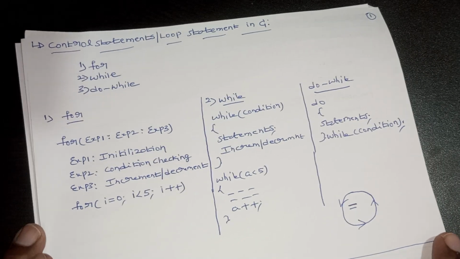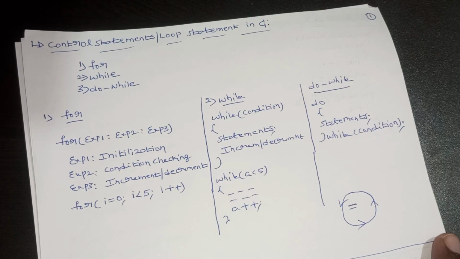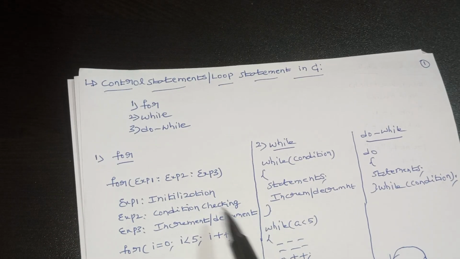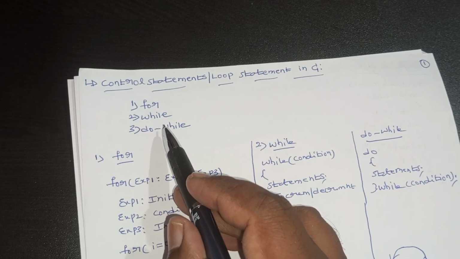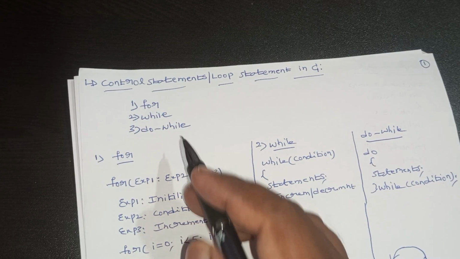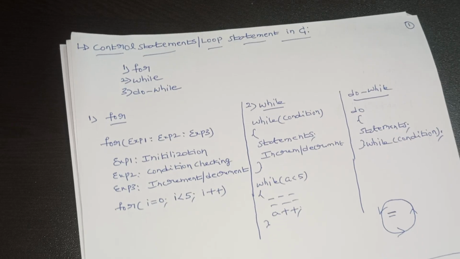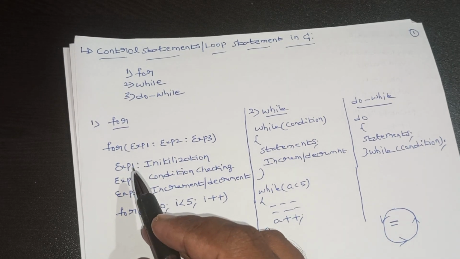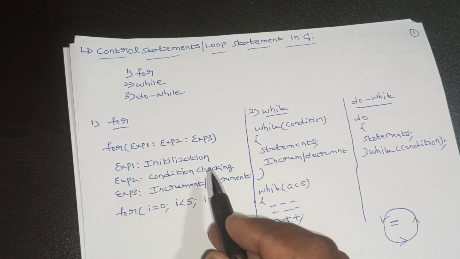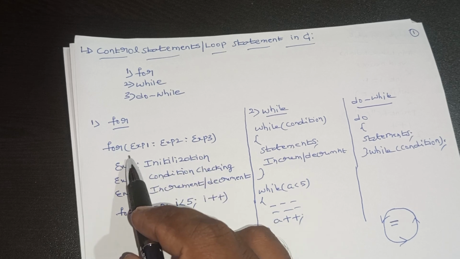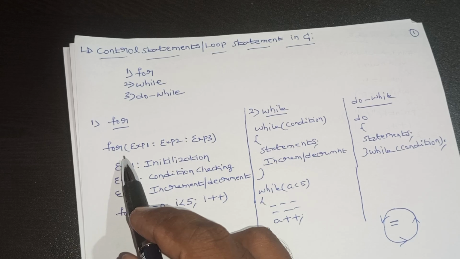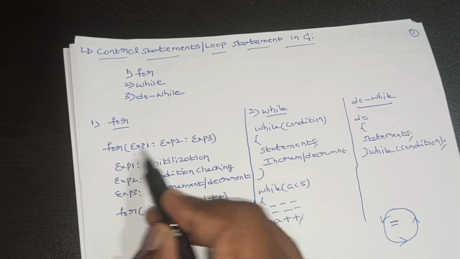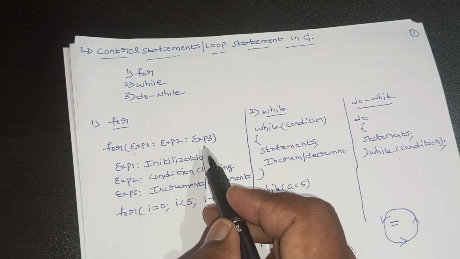Now I will take the syntax first, then a small example, then explain. In the exam you write like this: for loop, while loop, and then do while loop. First you list the types of loops in C, then you write the syntax. It is a very simple concept. For the for loop, we have to use the keyword for. In a for there are three parts: expression 1, expression 2, and then expression 3.